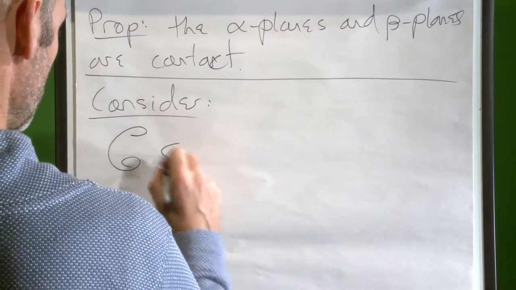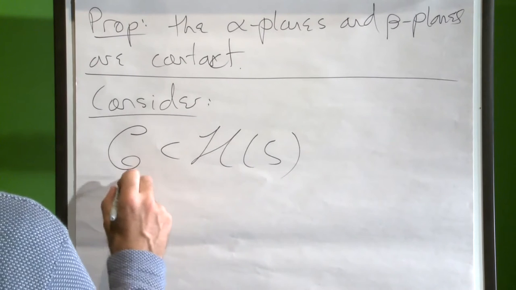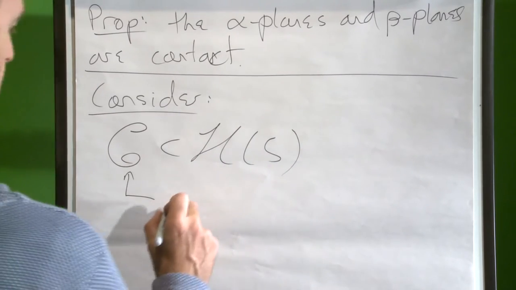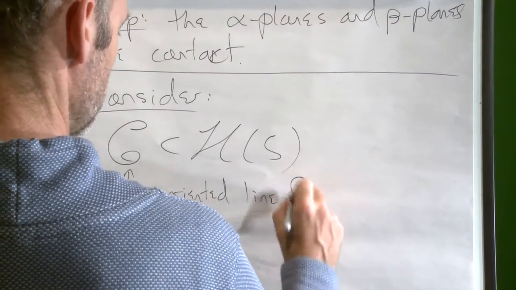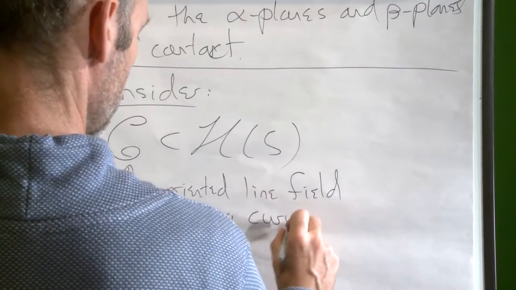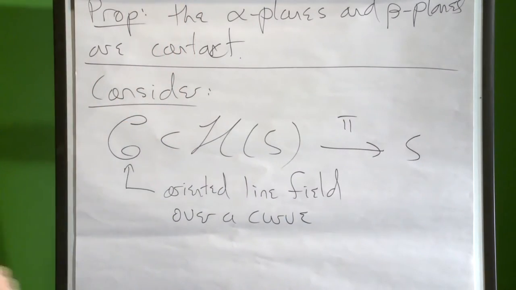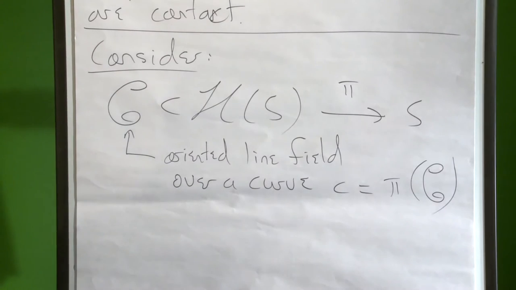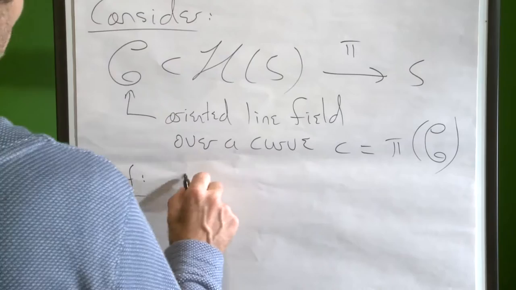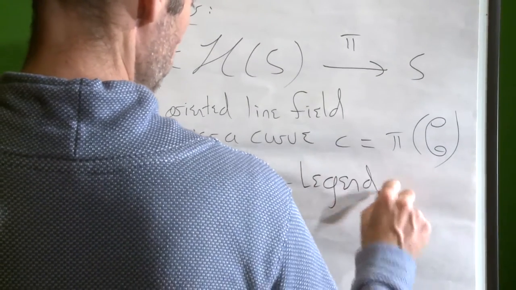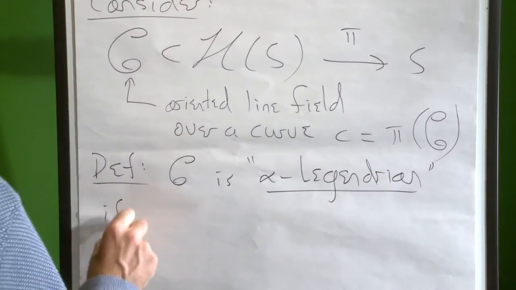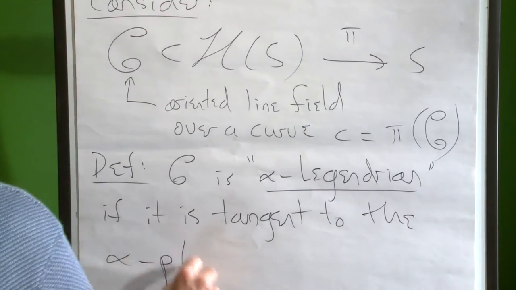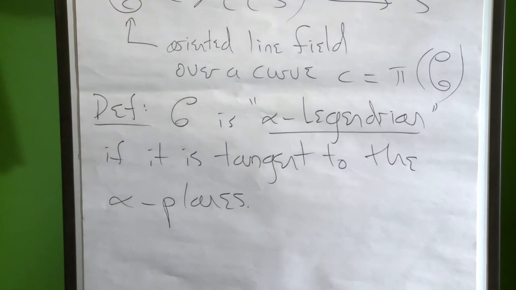So let's start out. Let's take a curve C in this hypersurface. So what is this C? Well, it's a one-parameter family of oriented lines, or geodesics, which are all tangent to the surface S in the background space. So in fact, this is an oriented line field over a curve. You can project that down to the point of contact, and if we call c the curve of contact, that's just going to be π of C. Okay, so as a definition, we can say that C is alpha Legendrian, or beta Legendrian, we can similarly define. It's alpha Legendrian if it is tangent to the alpha planes. And similarly for the beta planes, you can talk about beta Legendrian.